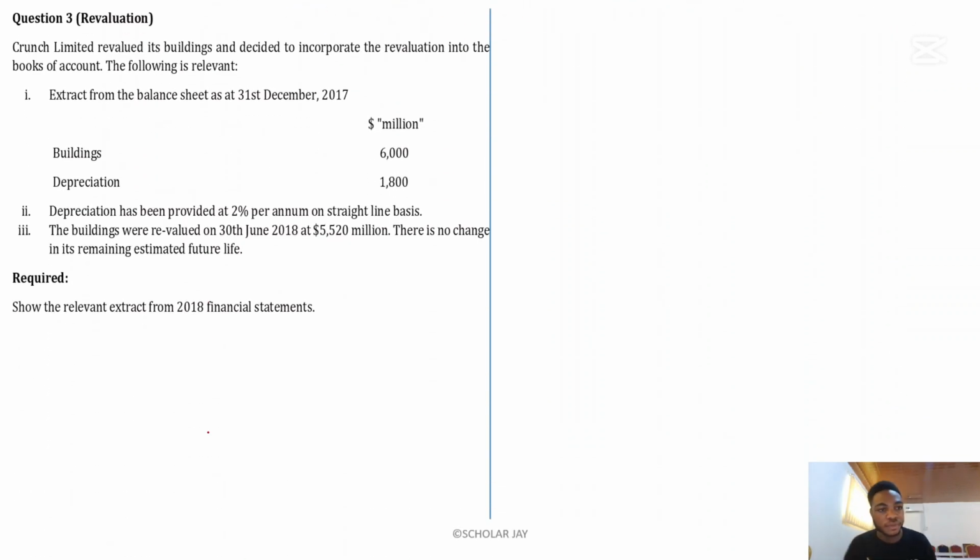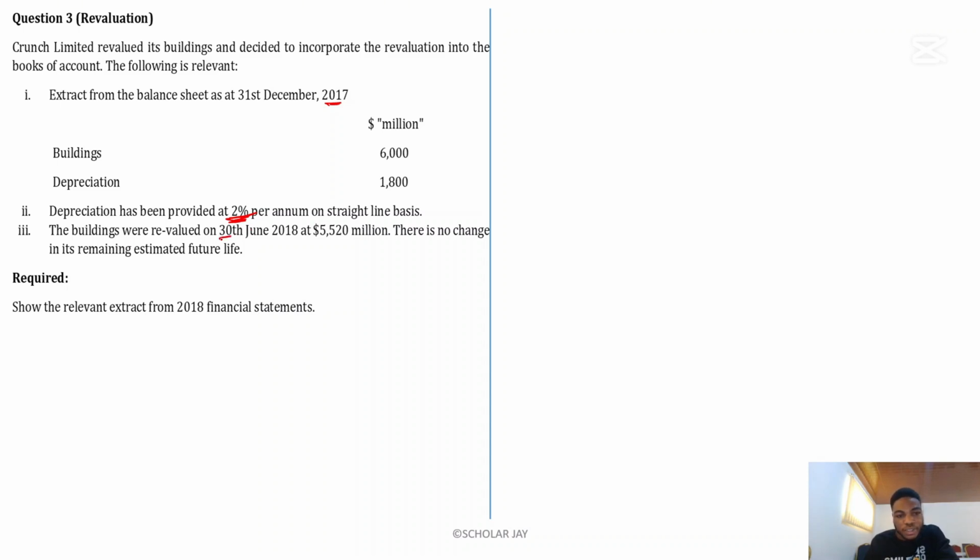So to start with, Crunch Limited revalued its buildings and decided to incorporate the revaluation into the books of accounts. The following is relevant extract from the balance sheet as at 31st December 2017. Buildings: depreciation has been provided at 2% per annum on a straight line basis. 2%, that's the depreciation rate. The buildings were revalued on 30th June 2018.